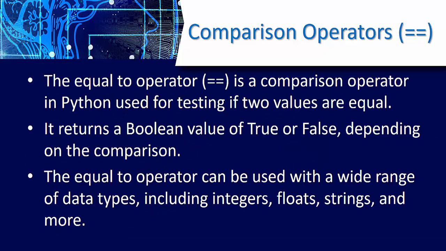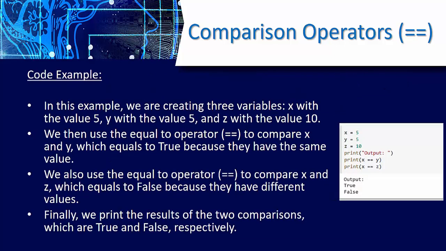The equal operator is a comparison operator which Python uses for testing if two values are equal. It returns a Boolean value of true or false, depending on the comparison. The equal to operator can be used with a wide range of data types, including integers, floats, strings, and more.